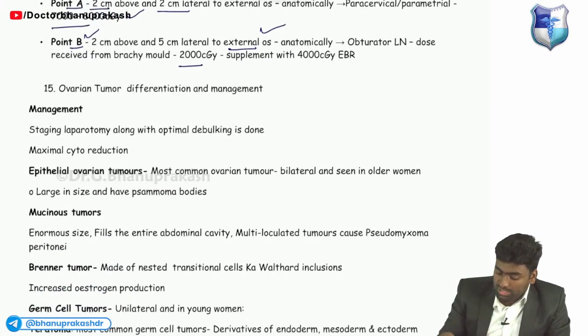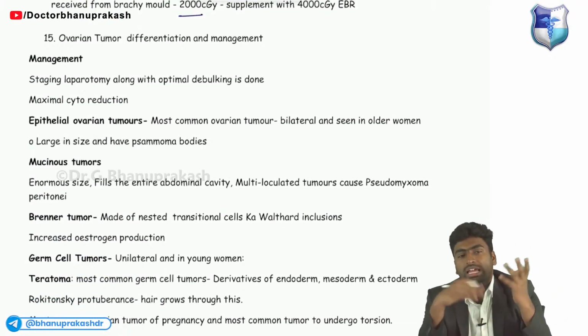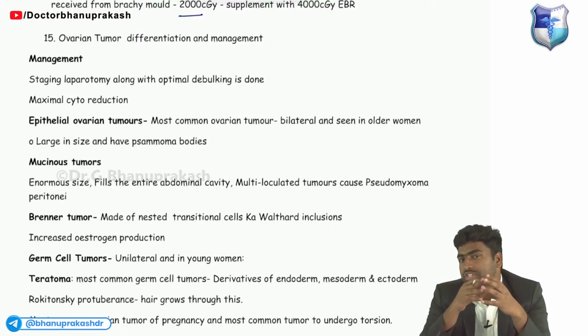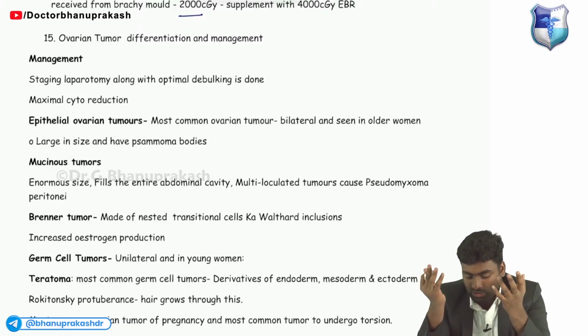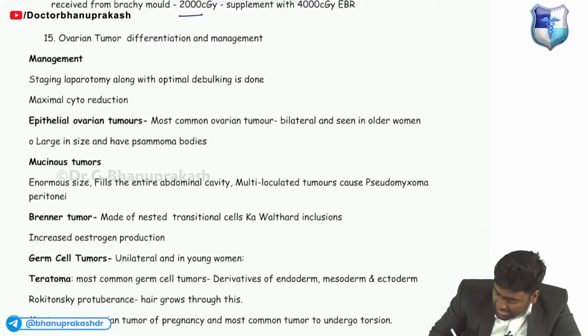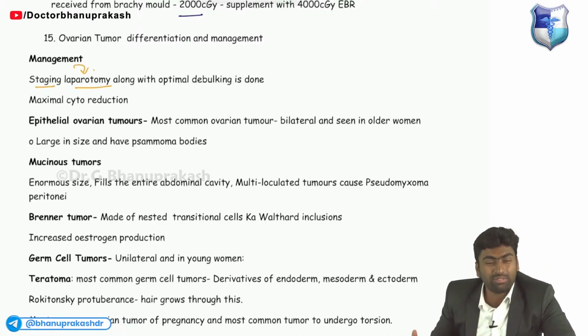Okay. Then about this ovarian tumor. In ovarian tumor, mostly you need to diagnose it. They will give a clinical scenario, and in this clinical scenario, you need to diagnose which of the following types of ovarian tumor this is. Okay. If we see about the staging of this ovarian tumor, it is mostly done on laparotomy, like while doing surgery only, we'll do this staging.